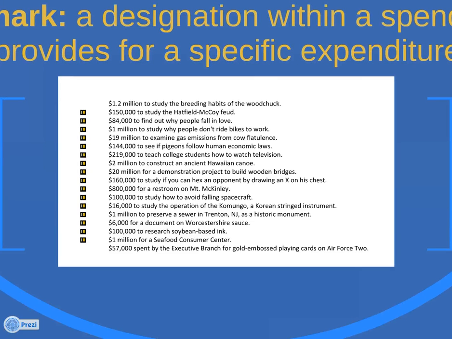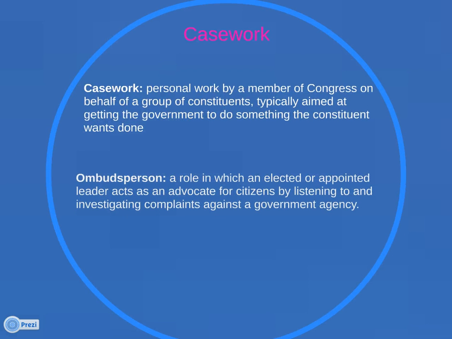Let's look a little more closely. These were earmarks that were in last year's budget. So you have $1.2 million to study the breeding habits of the woodchuck, $84,000 to find out why people fall in love, $150,000 to study the Hatfield-McCoy feud, $19 million to examine gas emissions from cow flatulence, $2 million to construct an ancient Hawaiian canoe, $1 million to preserve a sewer in Trenton, New Jersey as an historic monument, $100,000 to research soybean-based ink, $57,000 spent by the executive branch for gold-embossed playing cards on Air Force Two.